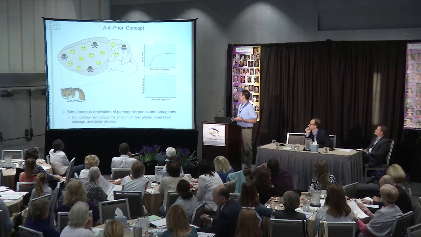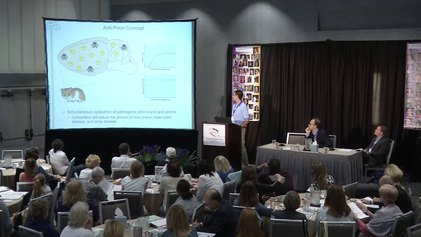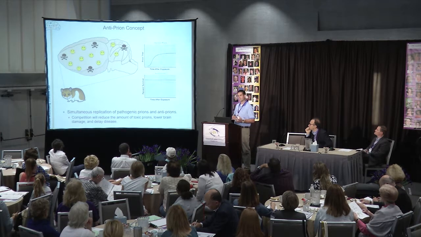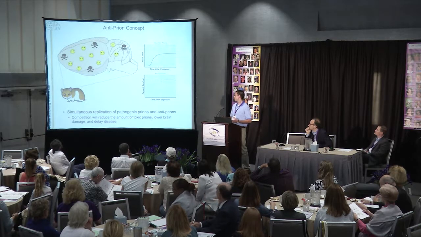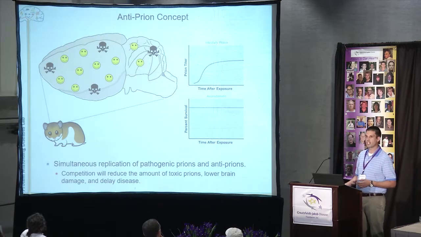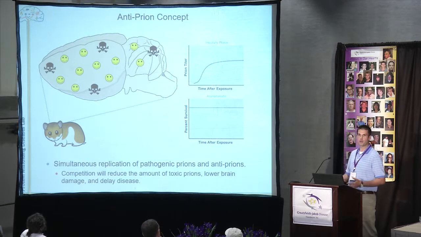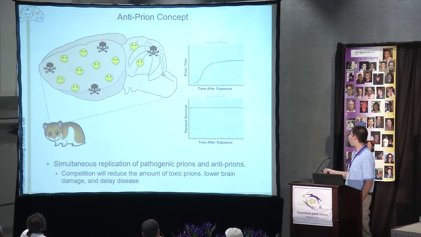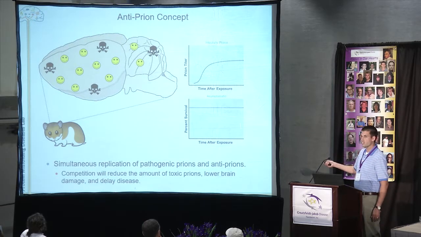So how do we think that an antiprion will work? What we think is that the brain has the capacity to support the replication of both pathogenic prions as well as non-pathogenic antiprions. So you can see in this cartoon brain you have both smiley faces and the skull and crossbones at the same time. Both of them are using PrPC as a substrate, and we think there'll be a competition between the two, and it will reduce the amount of toxic prions, lower the brain damage, and delay the disease. And we hope they work efficiently enough so we don't have this toxic phase and we don't have this symptomatic phase.